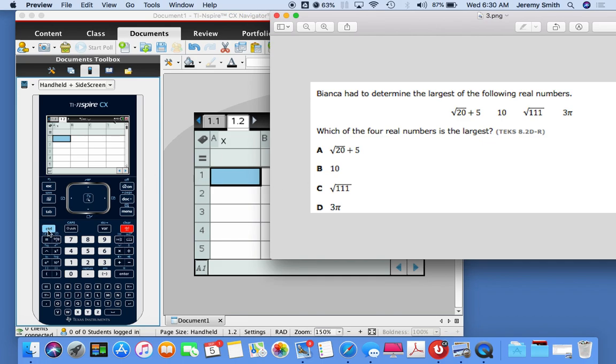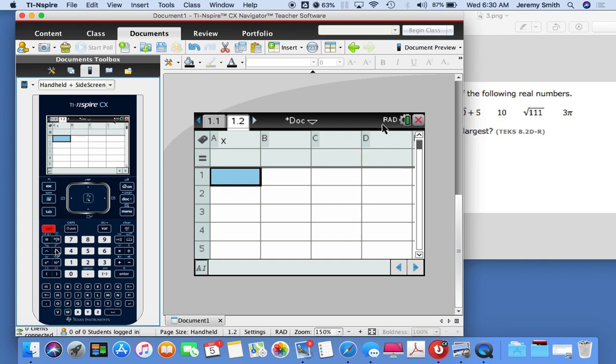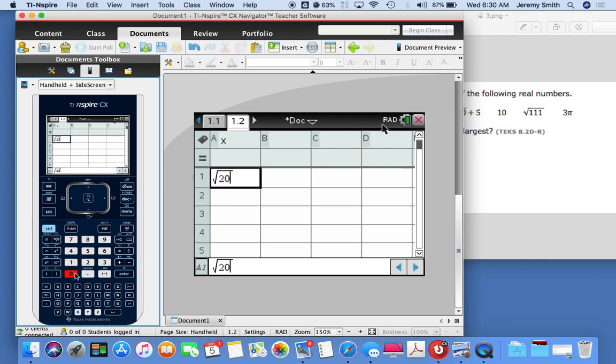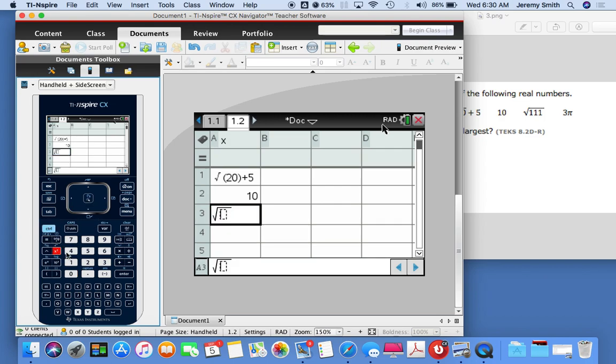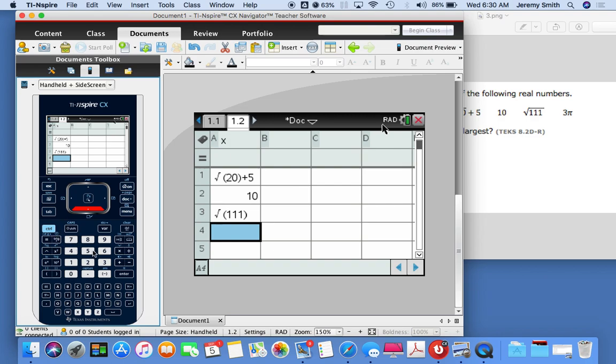All right. So the first one is the square root of 20 divided by 5. And while you're looking at this video, just make sure that you see that these are all separate numbers. All right, square root of 20 plus 5. The next one is 10. The next one is the square root of 111. And the next one is 3 pi.